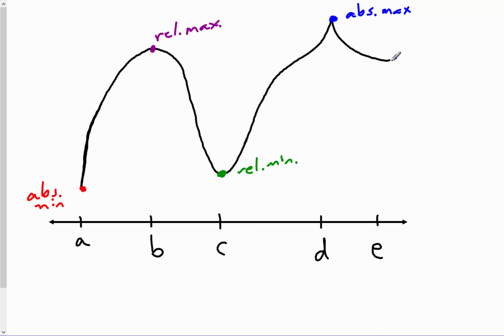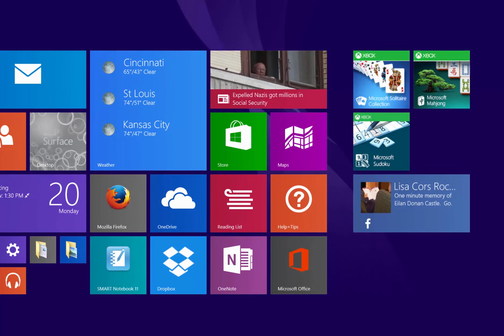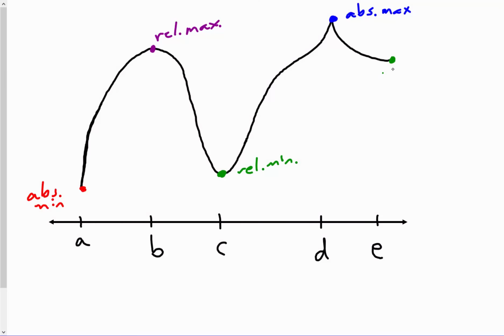And then again over here at E, I have another place that is lower than all the other points nearby to it. Sorry about that, difficulties with the program today. And so here we have another relative minimum at E.